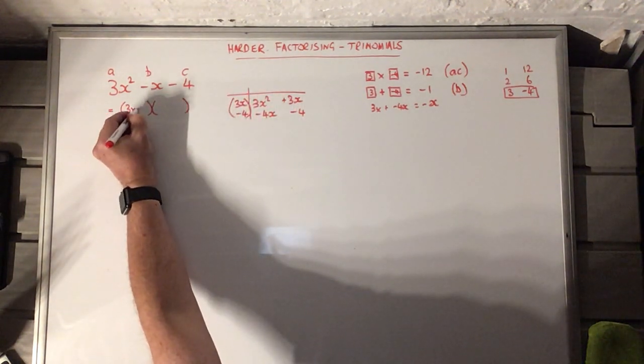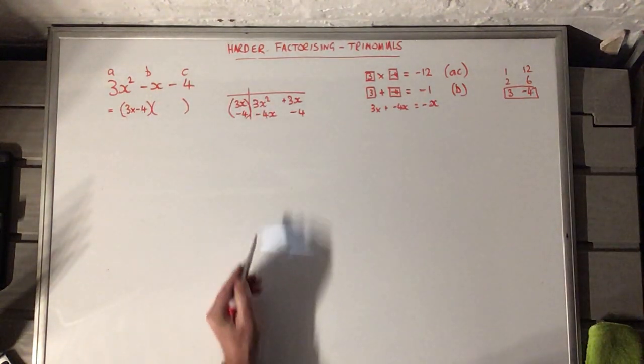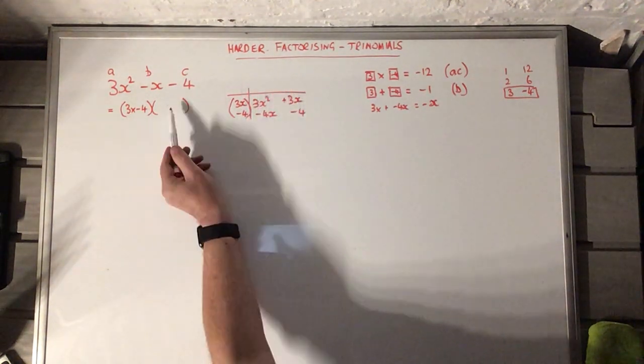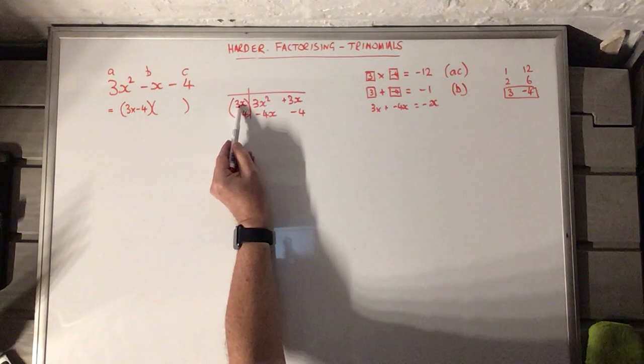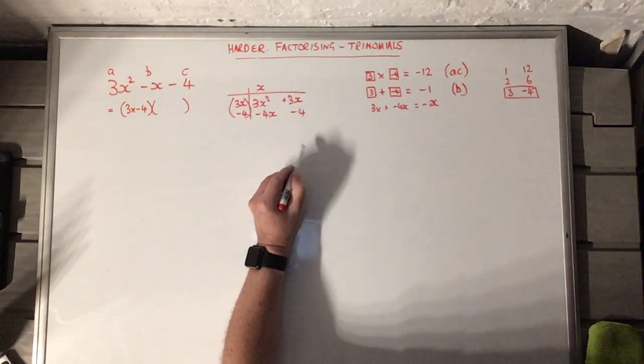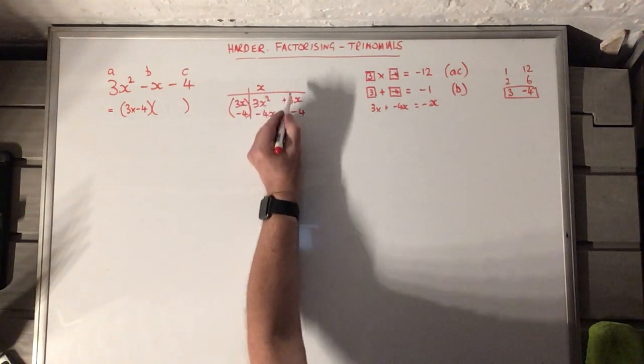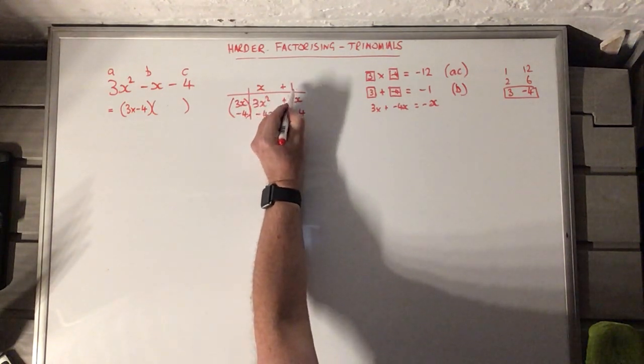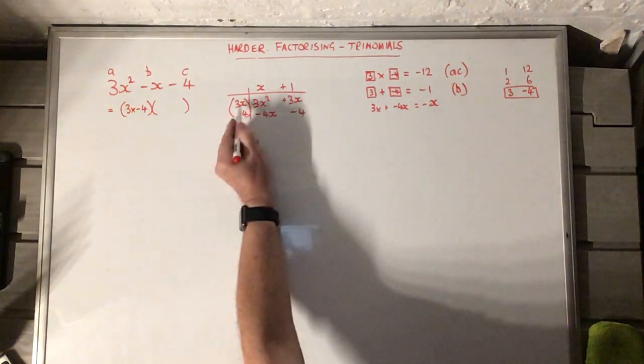That's 3x minus 4. To see what goes in the other bracket, we need to say 3x times something gives me 3x squared, so that's going to be x. And 3x times something must give me 3x, so that's going to be plus 1, because 1 times that gives me that.